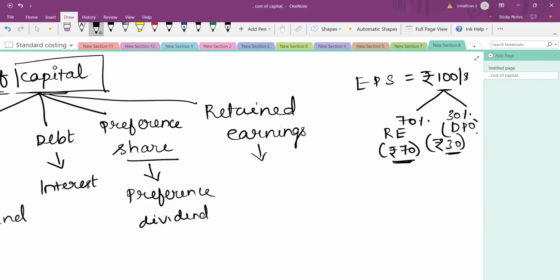Now let's say instead of retaining this 70 rupees, if the company had paid out the 70 rupees as dividend to the equity shareholders, what would the shareholders have done? The equity shareholders would have invested this 70 rupees elsewhere, and from that investment, they could have earned some return. Now, because the company retained this 70 rupees, the equity shareholders cannot earn that return. So they are foregoing an opportunity to earn return. So that becomes their opportunity cost, and that opportunity cost is the cost of retained earnings. I hope it is clear.